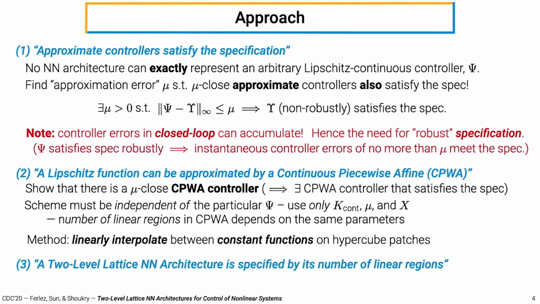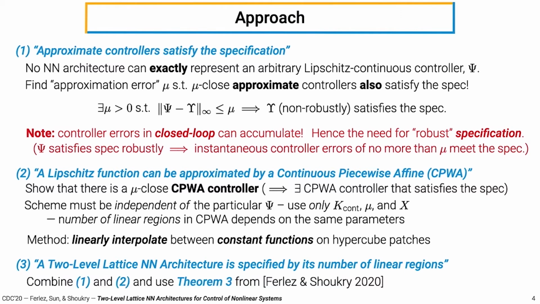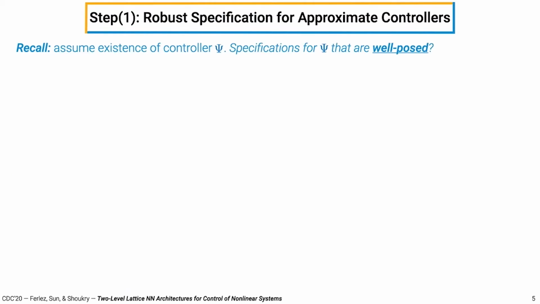Finally, in step 3, which we can describe as the architecture design step, we can simply use prior work where we showed that a CPWA can be represented by a TLL architecture as long as you have knowledge of the number of linear regions in the CPWA. And so combining 1, 2, and this theorem from our prior work, we end up with a neural network architecture that solves the main problem.